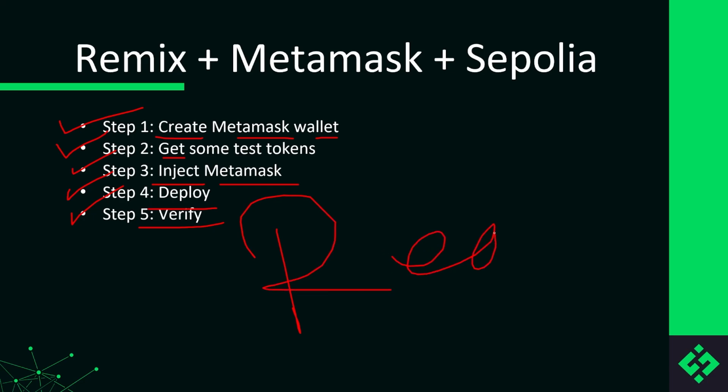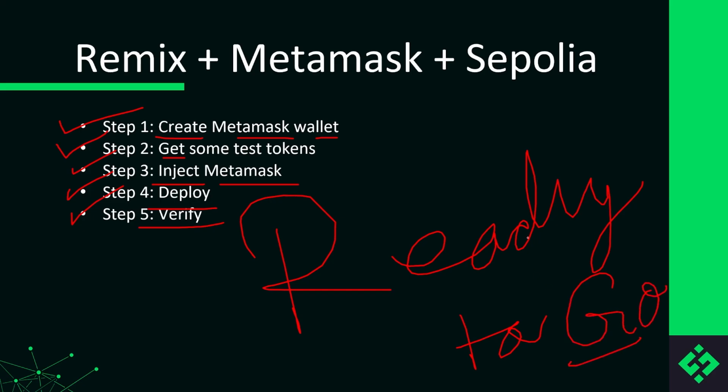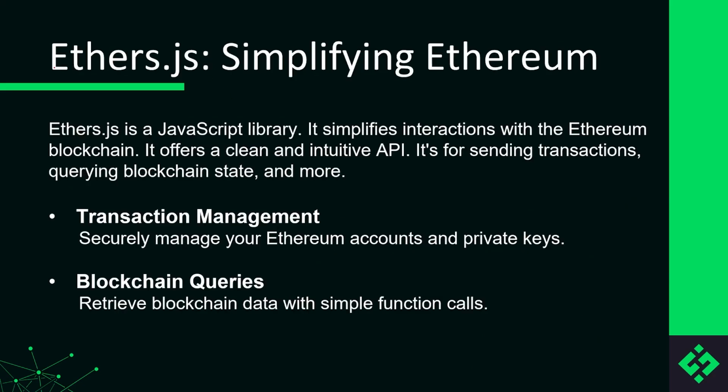So we are ready to go to the next topic, and our next topic is working with libraries. There are different libraries. The first one is Ether.js, simplifying Ethereum. What is Ether.js? Ether.js is a JavaScript library that helps us to interact with the Ethereum blockchain. What does that mean? It offers a clean, intuitive API.